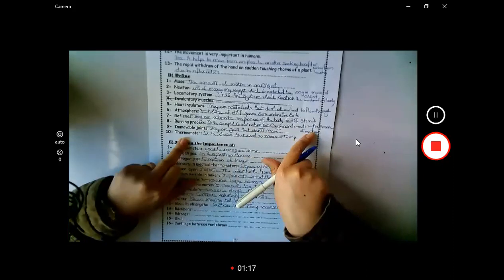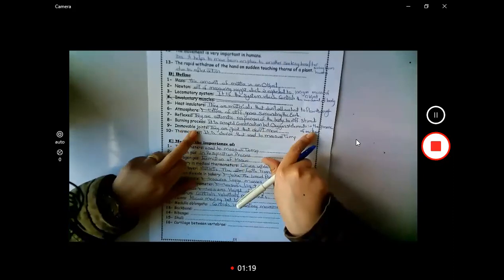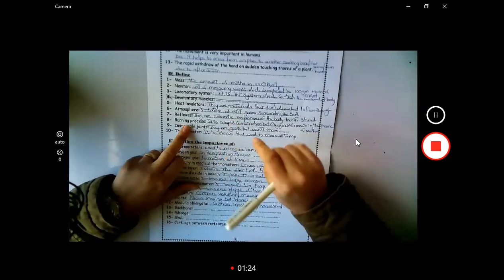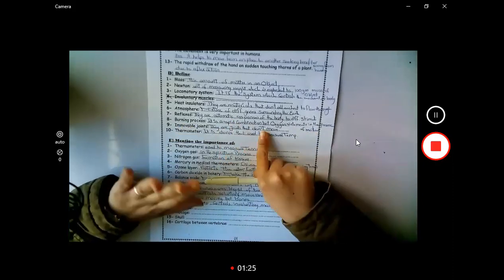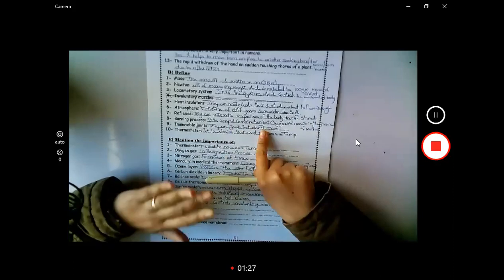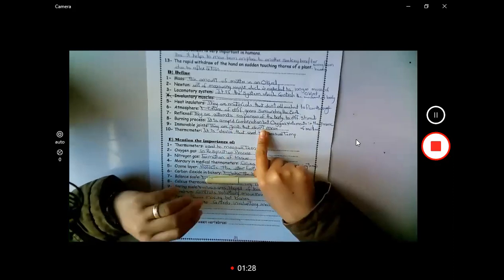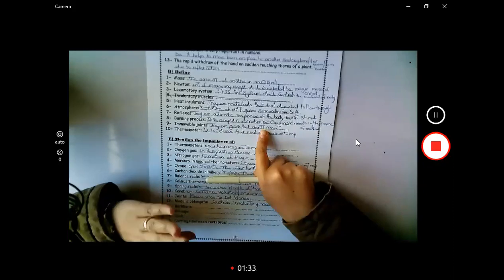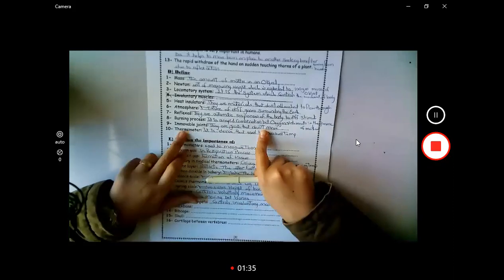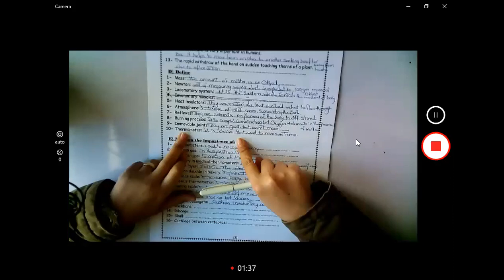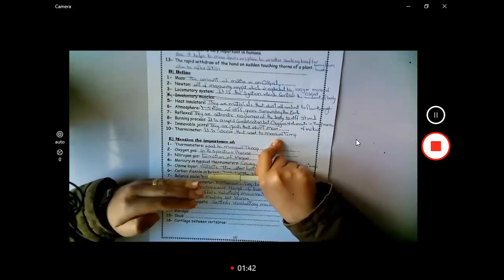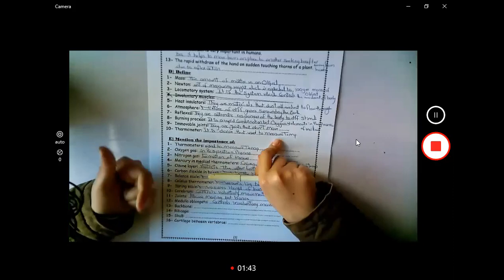Immovable joints, number 9. They are joints that don't move. They cannot move, like the joints of the skull. Skull joints are immovable joints. Right. Thermometer, it is a device that's used to measure temperature. طبعا we have 2 types of thermometers. عندنا في Celsius thermometer وعندنا في medical thermometer.